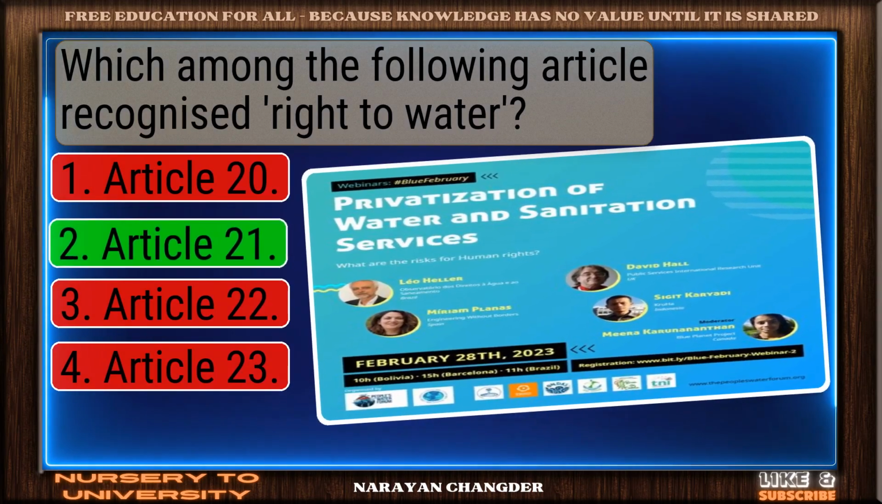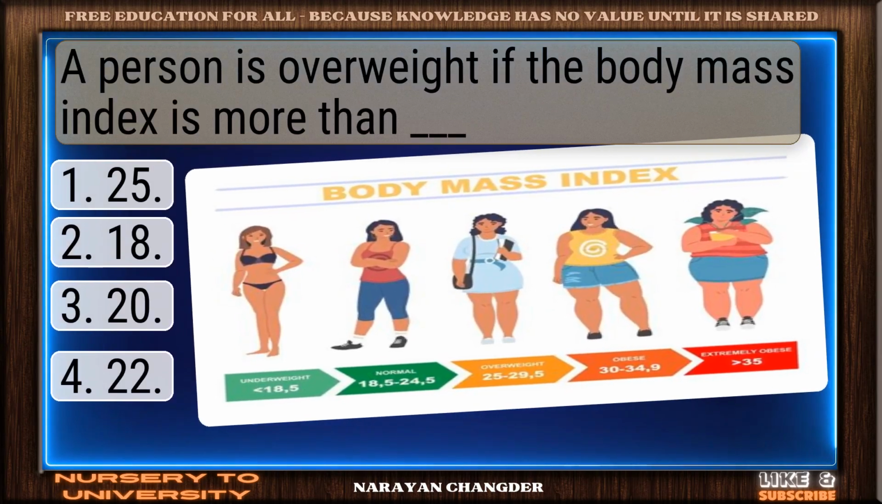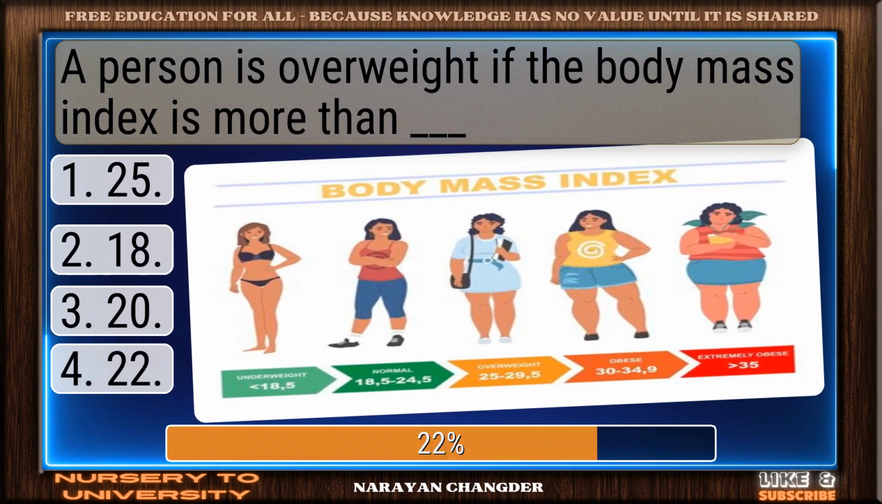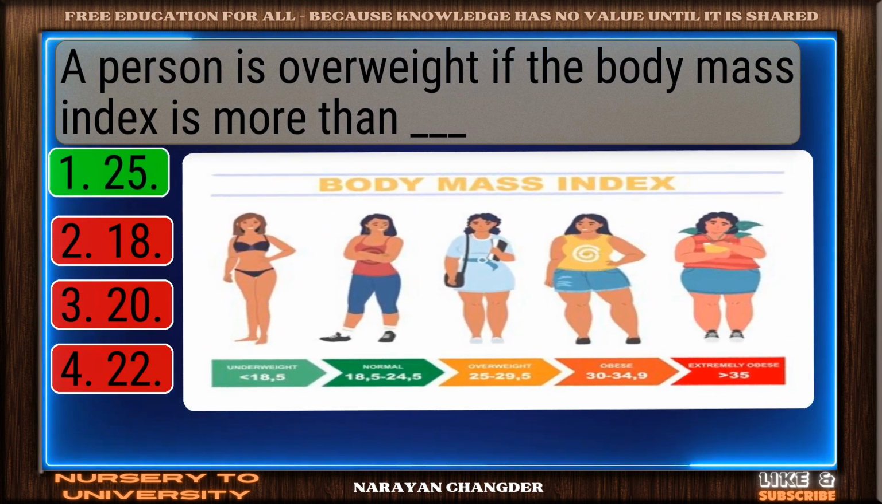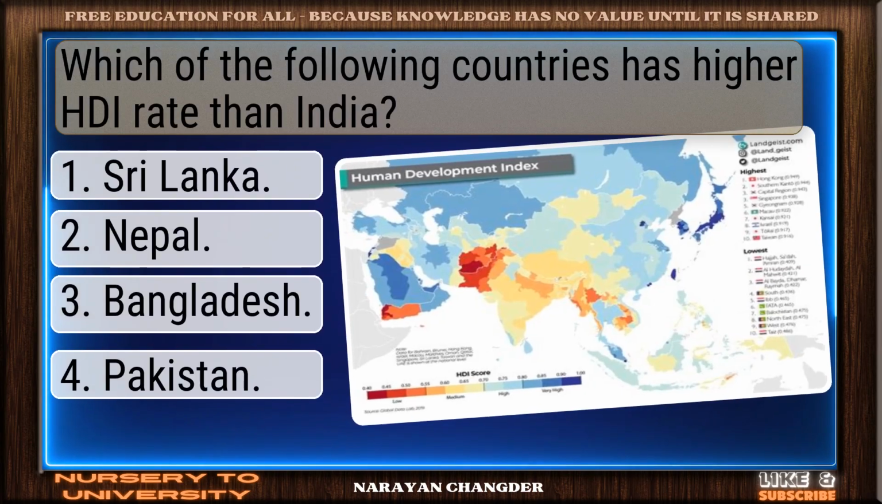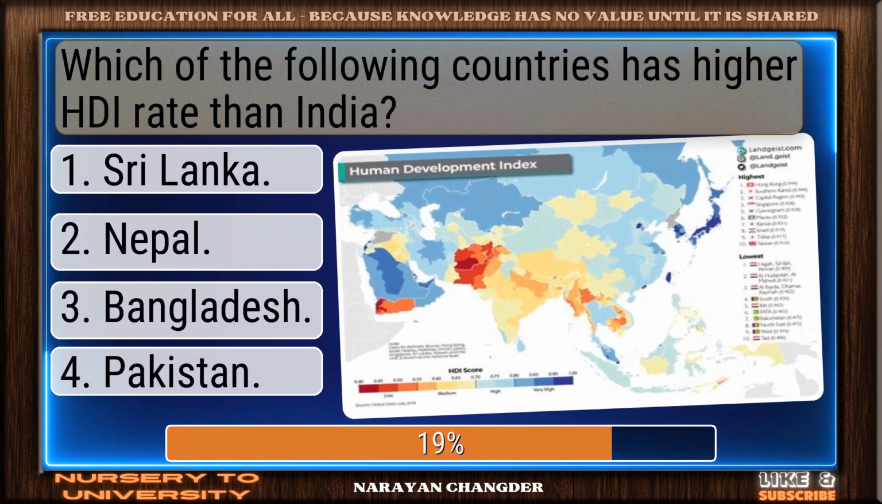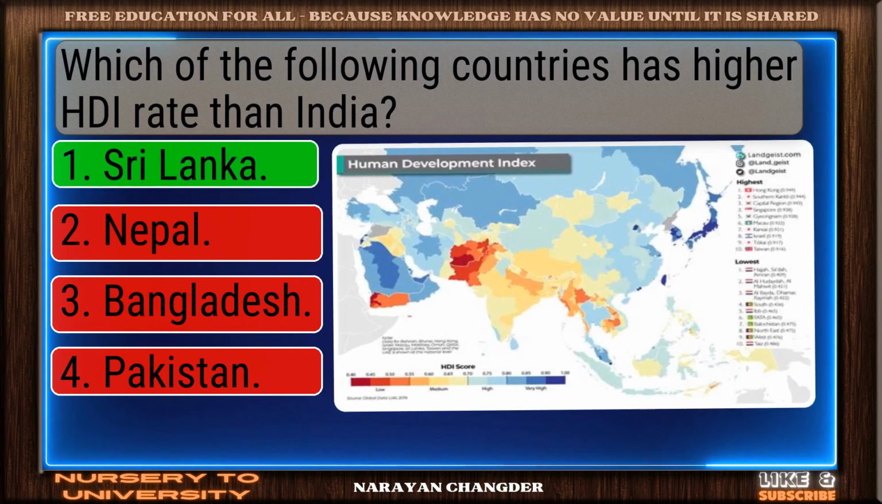Well reasoned. Article 21 is correct. A person is overweight if the body mass index is more than dash. Solid response. 25 is valid. Which of the following countries has higher HDI rate than India? Great thinking. Sri Lanka is right.